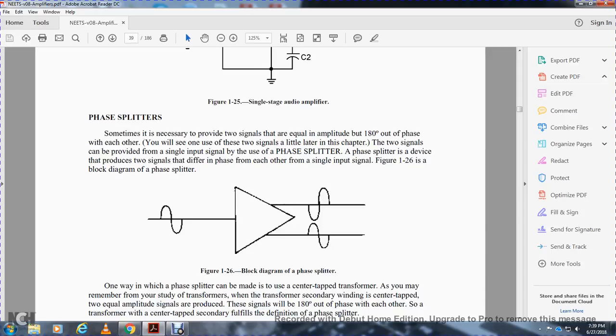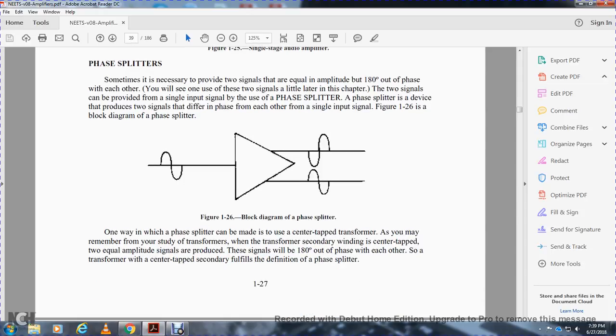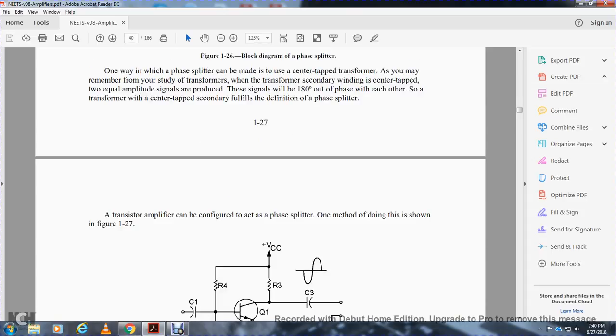On the block diagram of the phase splitter, one way the phase splitter can be made is with a center tapped transformer. As you may remember from the study of transformers, when the secondary winding has a center tap, two equal amplitude signals are produced. The signals are 180 degrees out of phase with each other, so the center tapped transformer secondary fulfills the definition of a phase splitter.